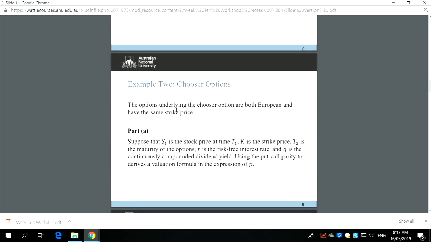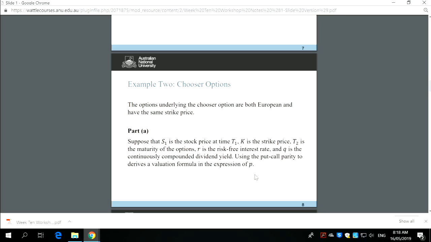The question says the options underlying the chooser option are both European and have the same strike price. Part one says, suppose that S1 is the stock price at T equal 1. Remember, T equal 1 is the point in time where we made a decision, where we made up our mind whether we want to get into a call or put. K is the strike price, T2 is the maturity for the chooser option, r is the risk-free rate, and q is the continuously compounded dividend yield. The question says, using put-call parity, derive a valuation formula in the expression of P.